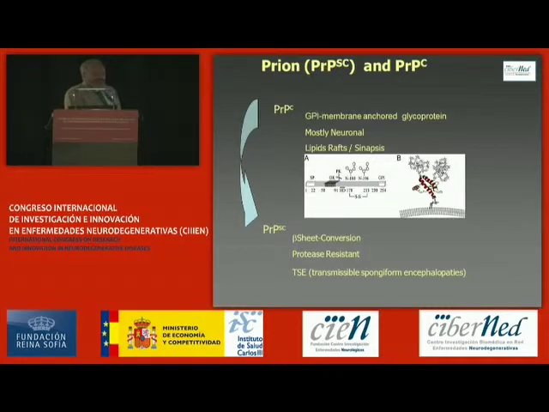The prion protein is just a GPI membrane-anchored protein that is mostly neuronal with no clear function so far, and the conversion to the pathological one apparently is a conversion with a change in the secondary structure to increase the beta sheet component, and most important, with a resistance to protease, which is a characteristic of the accumulation of this protein.